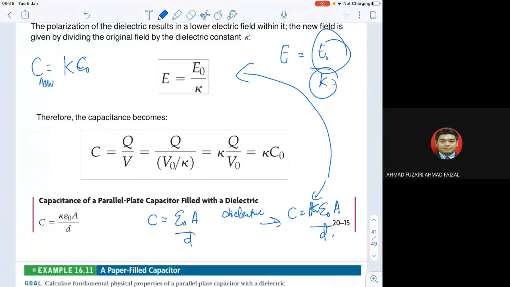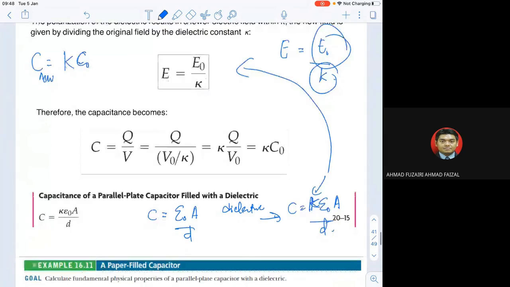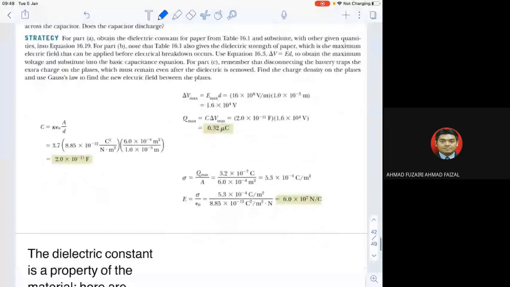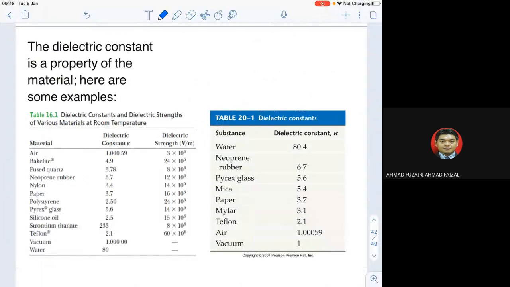Alright, so it's quite clear right now when we have electric field and capacitance. These are the dielectric constants, the examples of the dielectric constants. A lot of dielectric constants. You have air, paper, polystyrene, pyrex, silicon oil, vacuum. When you say vacuum, the dielectric constant is 1. Look at the value 1.